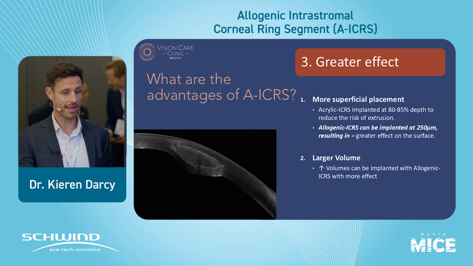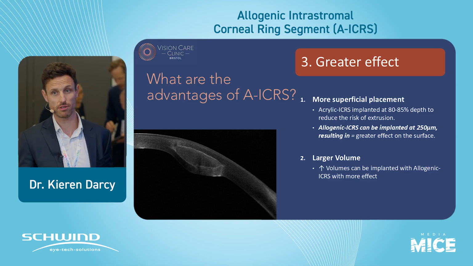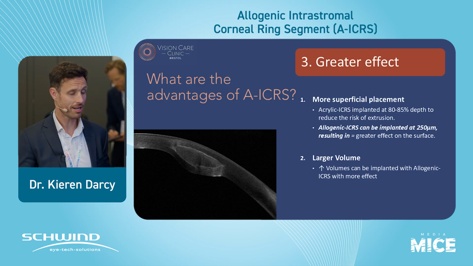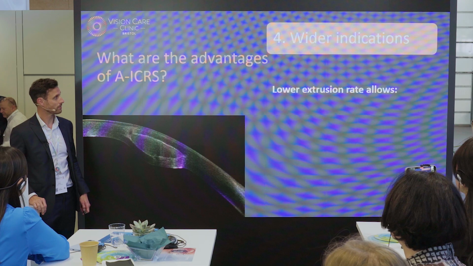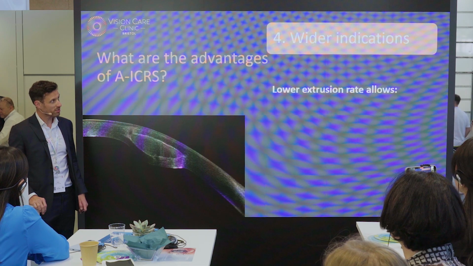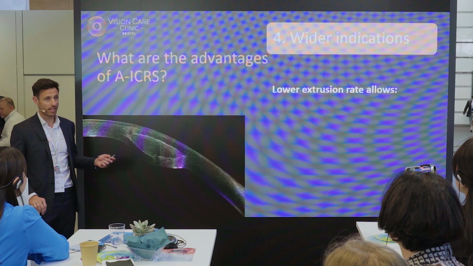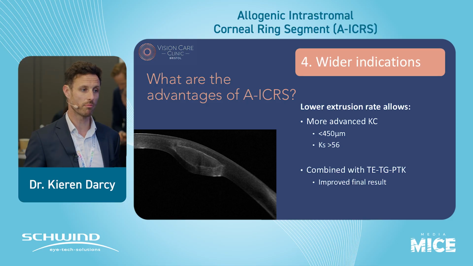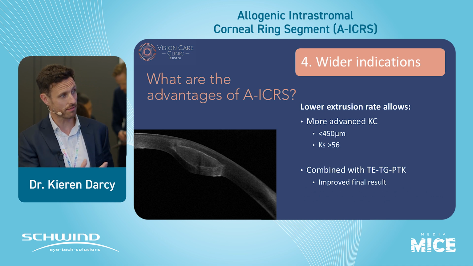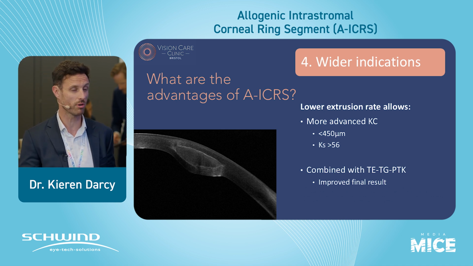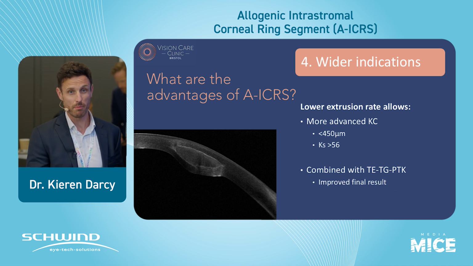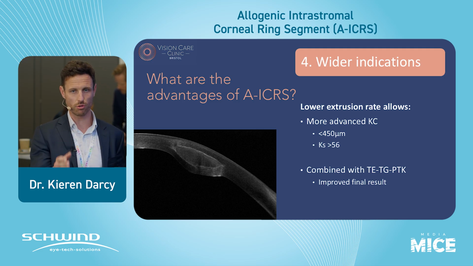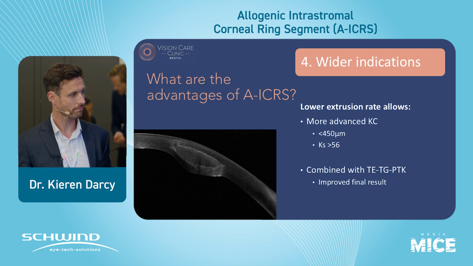So the Kieren Natural, which we'll talk about in a second, comes as a full thickness graft. So you can actually put 550 microns of tissue into the cornea, and that then has a much greater effect. So the lower extrusion rate also allows us to have a wider range of indications. So now we can use it in more advanced keratoconus, and I'll show an example of where I've done that, where we can actually go with less than 450 microns in the zone we're putting it in, but also now K is greater than 56, because this can be used in combination with other treatments to now get the final visual result that we actually want with patients.